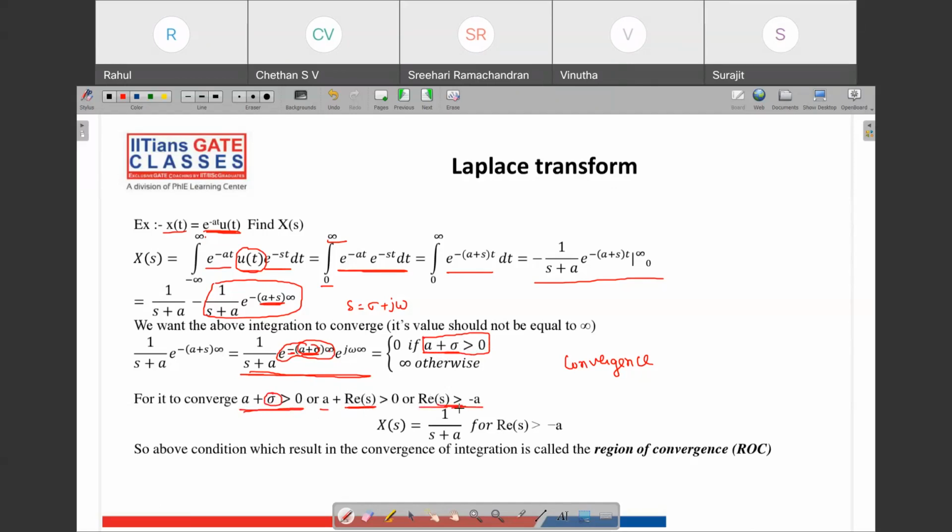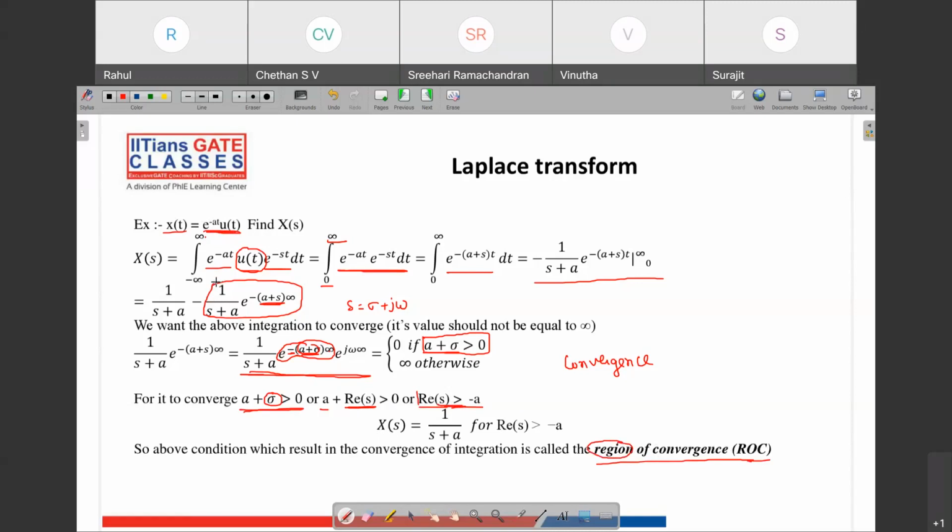Okay, so this criteria that we use to find out the Laplace transform of e to the power minus at u(t), we call it the region of convergence. It will soon be clear what is meant by region of convergence. We know what convergence is, but what does region of convergence mean?